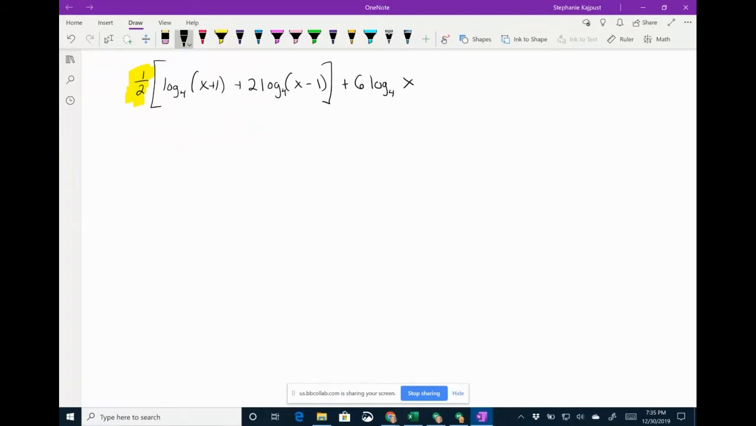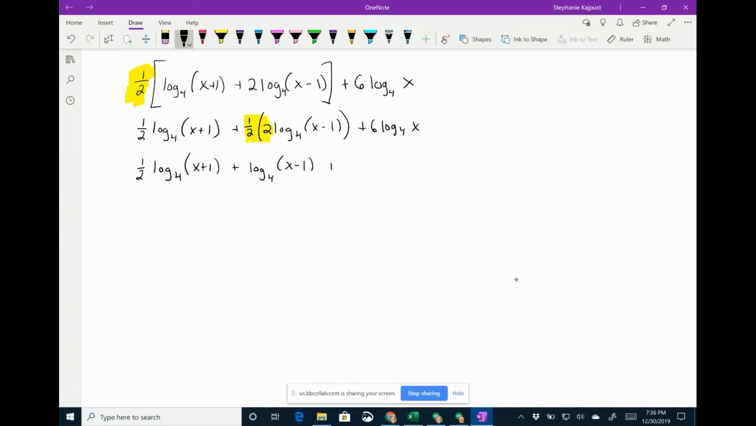So that you can see that clearly, I'm going to multiply that through, so you can see that 1/2 ends up as an exponent on each of these logs, because whatever's in front of the log always ends up as an exponent. I've distributed that 1/2 through, and then I do 1/2 times 2 in the second log expression, so we end up with no exponent there. So we have 1/2 log base 4 of x + 1, plus, the 1/2 times 2 cancels, so log base 4 of x - 1, then 6 log base 4 of x.